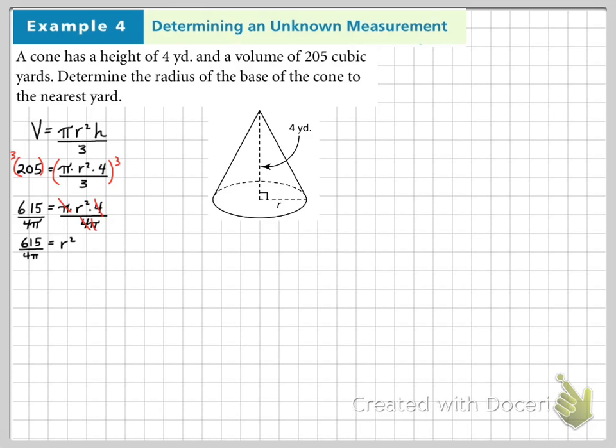Now remember, when you're using your graphing calculator, you have to put brackets around the 4 pi, otherwise you're going to get an incorrect answer from your calculator. So when you take the square root of both sides, you're going to get r is equal to 6.9957, which rounds to approximately 7 yards. Again, make sure you use your calculator that works.